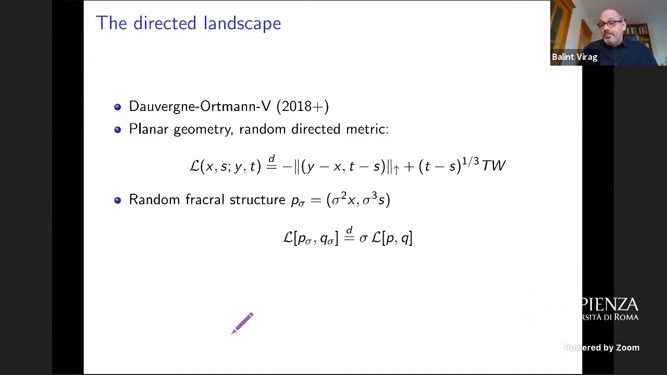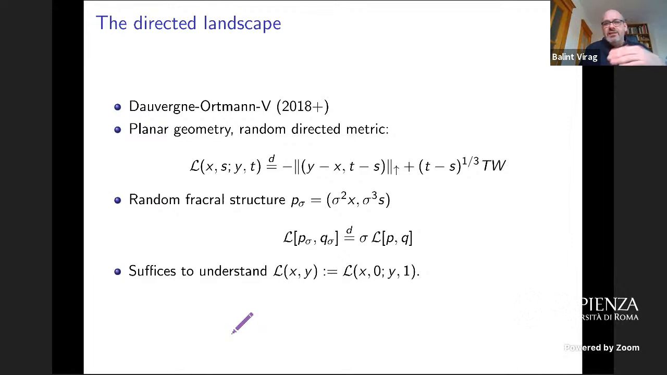It's a perfectly fine metric. It's a continuous function, so you don't have to worry about things like it being a distribution or anything like that. Although it's not differentiable, it's continuous at least. It has a random fractal structure because it's a scaling limit, so you expect it to be scaling invariant. And as you see, it has the 1-2-3 scaling. So if you stretch things in the time direction by sigma cubed, and the space direction by sigma squared, then you get the original metric times sigma. That's the fractal structure. And finally, there is again a directionality. So this metric has a time direction in which you never backtrack. So shortest paths never backtrack.